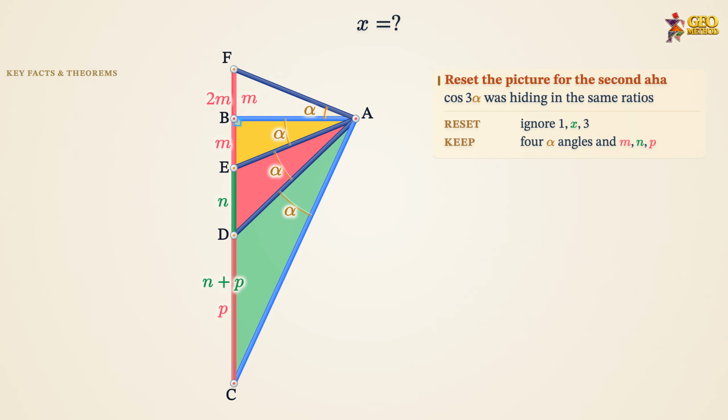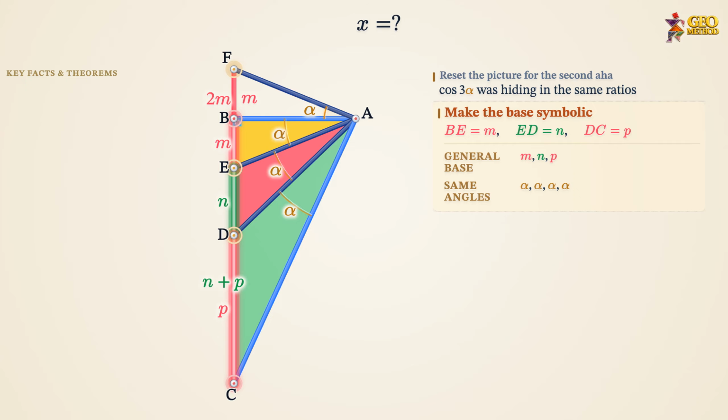Now comes the second aha. Start this part from scratch. Ignore the special labels 1, x, and 3, and keep only the 4 alpha angles created by the reflection. If we name the base pieces M, N, and P, the same picture actually explains why the cosine of 3 alpha formula is true.